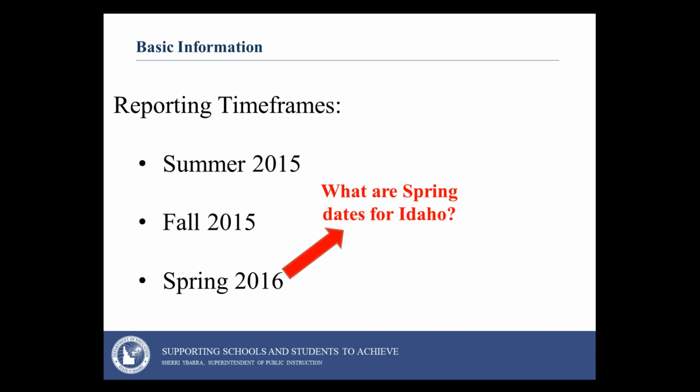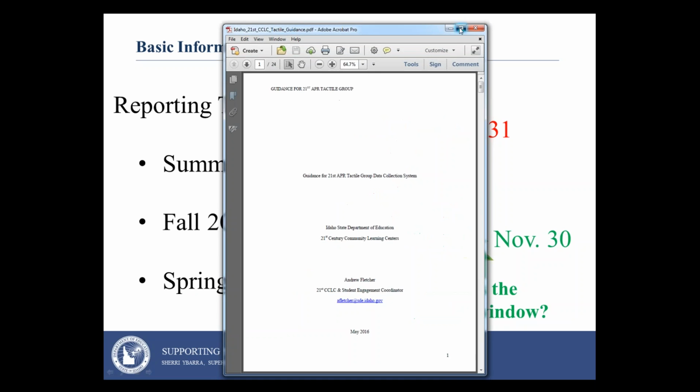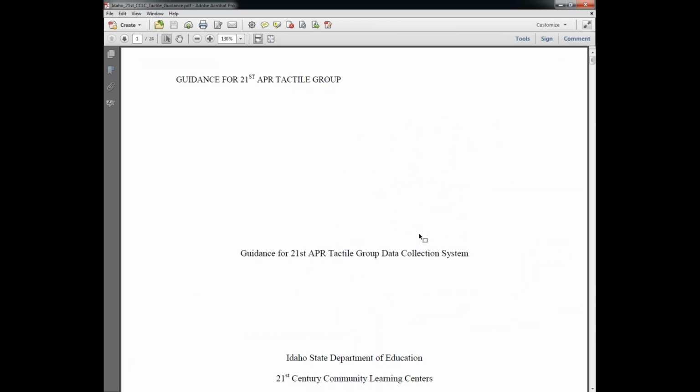And now for the spring, what are the spring dates? February 1st to May 31st. And when is the window open? It'll open August 1st, and it'll be open until November 30th. And of course, all of this information can also be found in conjunction with the guidance for 21st APR Tactile Group Data Collection System that was produced by the Idaho State Department of Ed.